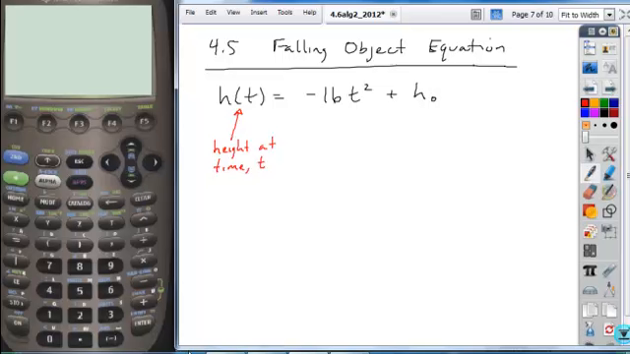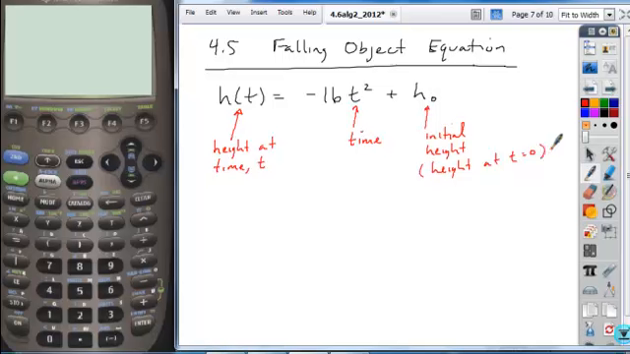In this falling object equation, h of t is the height at time t. T itself is just the time that the object has been falling. And then finally, h of 0, that means it's the height when time was 0. Another way to say that is it's the initial height. So it's the initial height or the height at time 0.